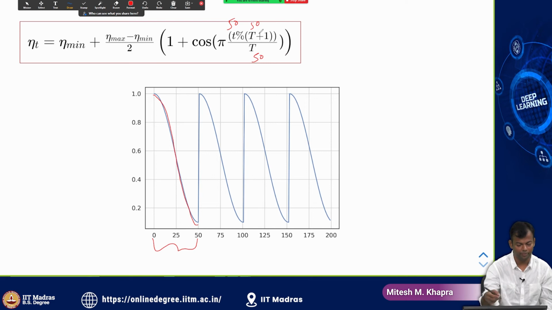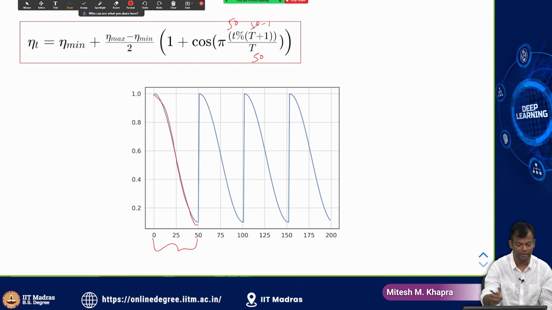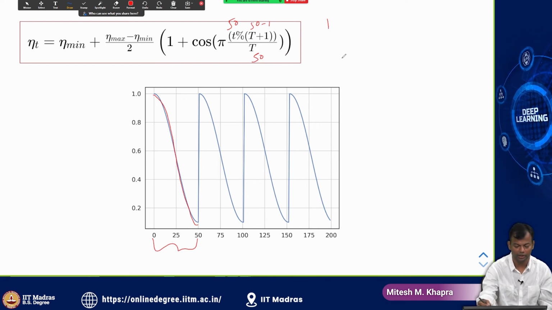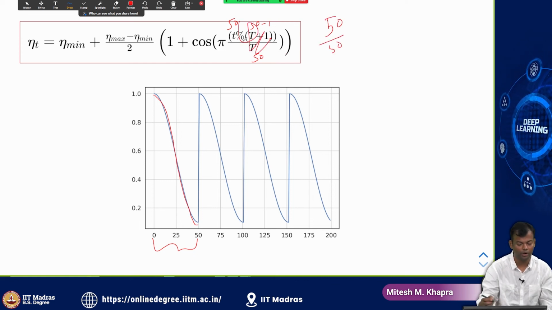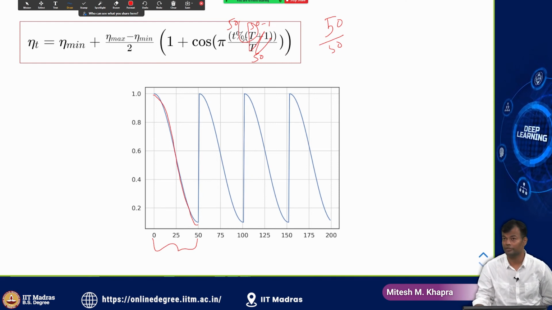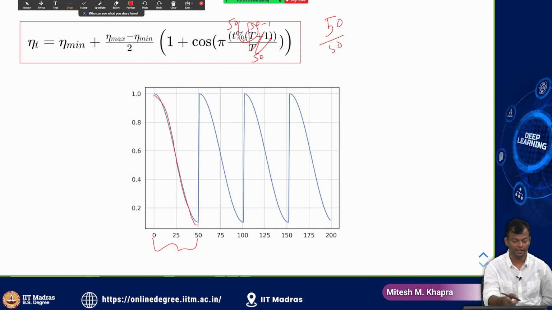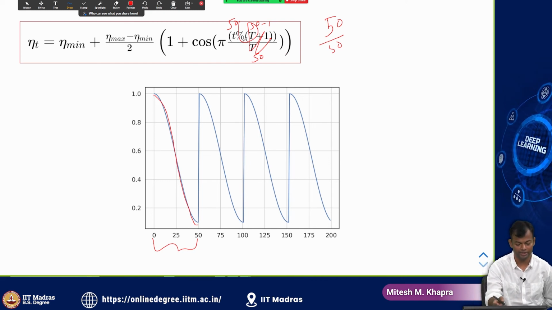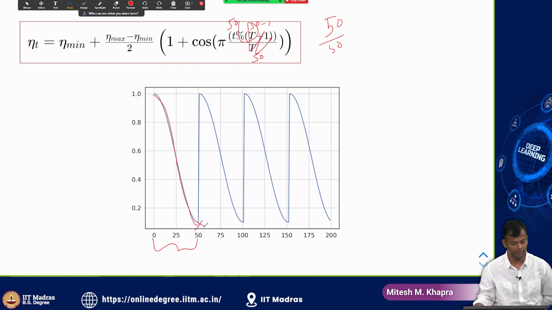So if you compute these values, right? So T mod 50 plus 1 would be 50 mod 51, which is going to be 50, and then divided by 50. So this quantity will just become 1. So you'll have cos of pi, which is going to be minus 1, and then you have 1 minus 1, so this will become 0. So you'll just have the minimum value here, right? And that's exactly what is happening here, right?